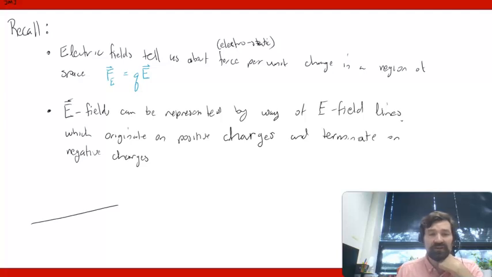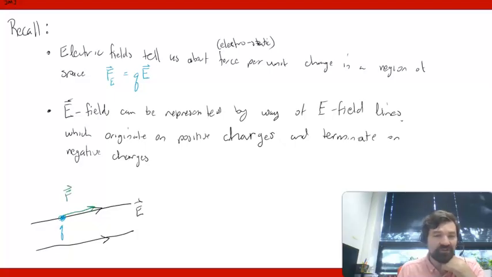So you might have an E-field that looks like this at some region in space, and then if you happen to have a charge Q located in that same region of space, then the force acting on that charge will point along the E-field line such that F sub E is Q times E.